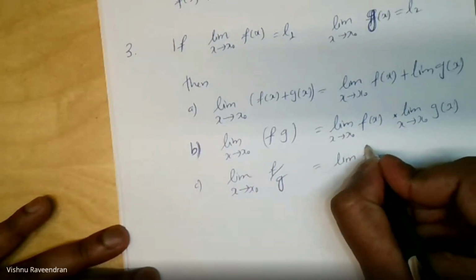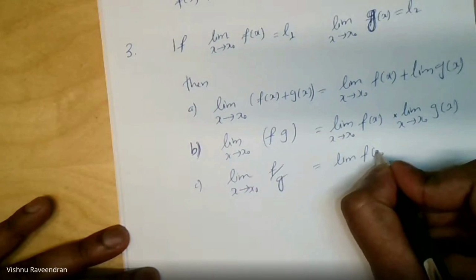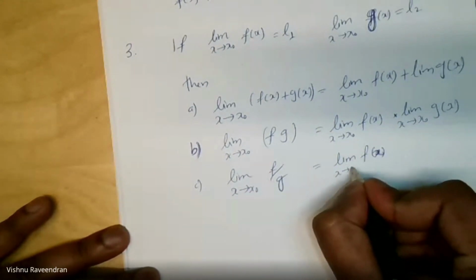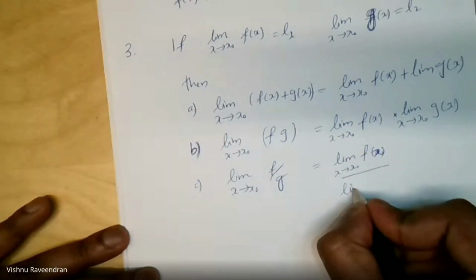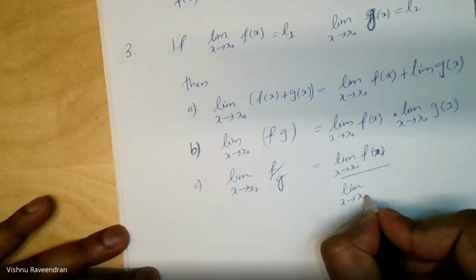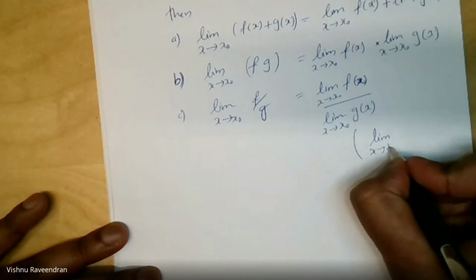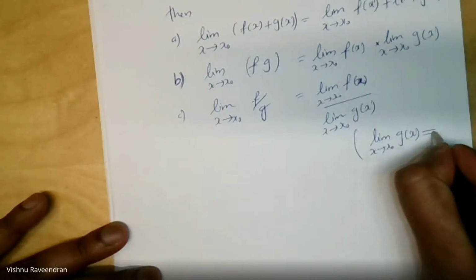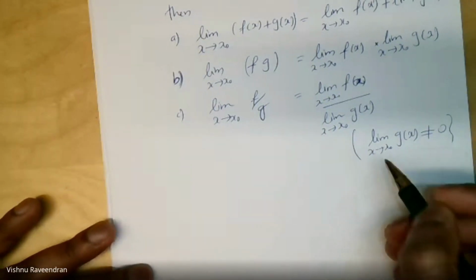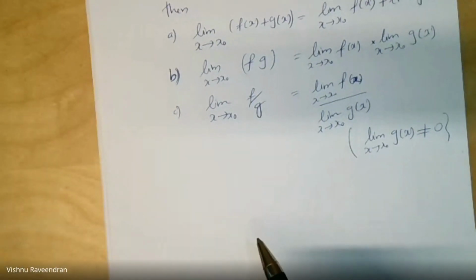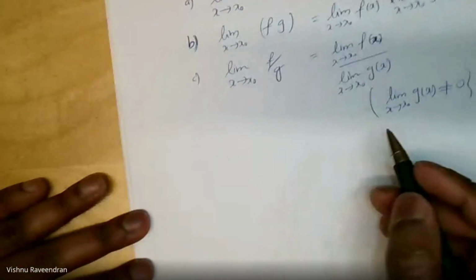This also follows the same type of rule. The limit as x goes to x naught of f of x divided by g of x equals the limit as x goes to x naught of f of x divided by the limit as x goes to x naught of g of x, provided that the limit as x goes to x naught of g of x is not equal to 0. Then only it's defined.